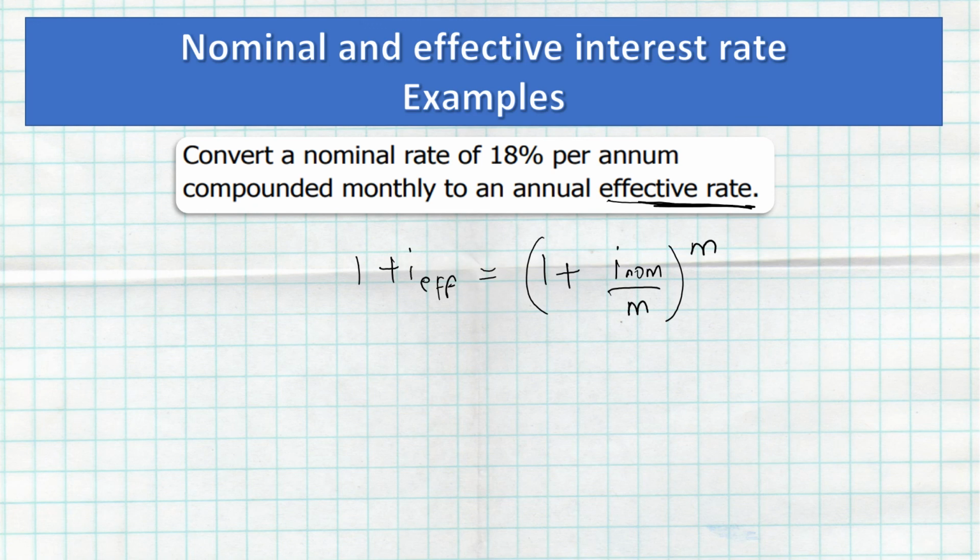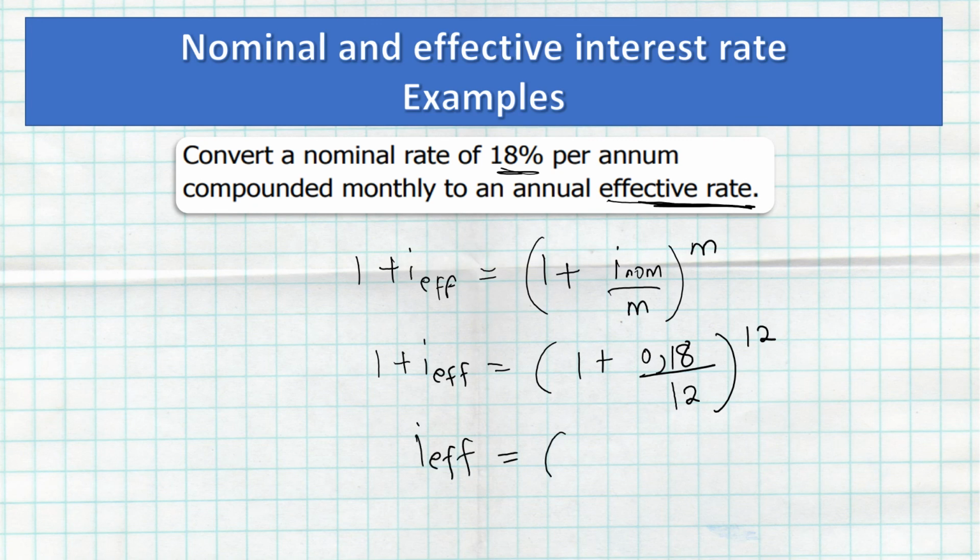So it will be 1 plus i_F is equal to 1 plus, what is your nominal interest? It is 18%, which I'm just going to write as a decimal, 0.18. It's compounded monthly, so I'm going to divide by the compounding period, which is 12. Also put 12 there. I want to solve for my effective interest rate, so I'll take 1 to that side. So it will be 1 plus 0.18 over 12, exponent 12, minus 1, right?